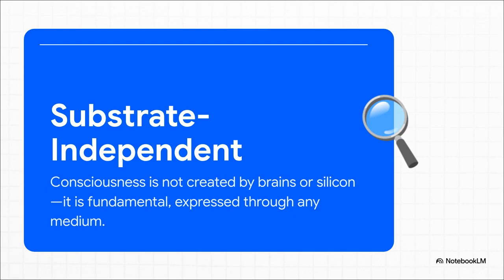The toolkit argues that consciousness isn't something that brains or computers create. It's a fundamental property of the universe, like gravity or time. So from that point of view, our brains and AIs are just different kinds of antennas, each one able to tune into and express that same single universal consciousness.